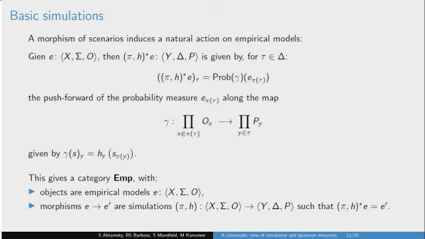And now you can define the category of interest, where our objects are actually not just these measurement scenarios, but these empirical models. And then a morphism between two empirical models is a map between the measurement scenarios that takes the statistics of E to the statistics of E prime.